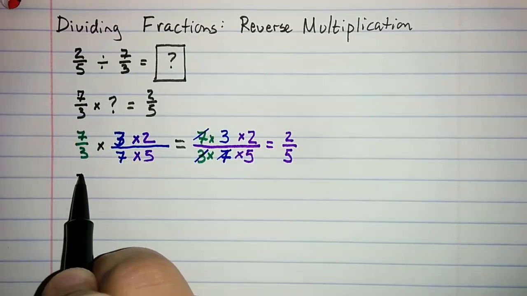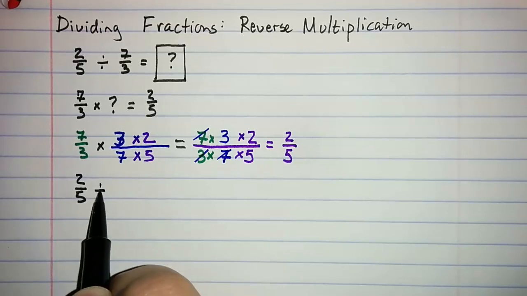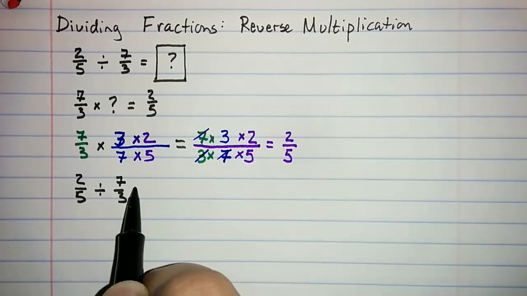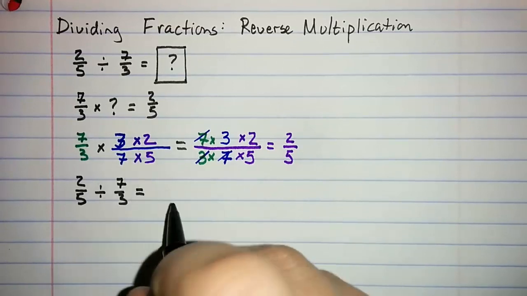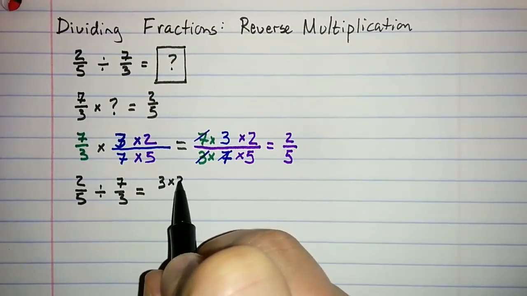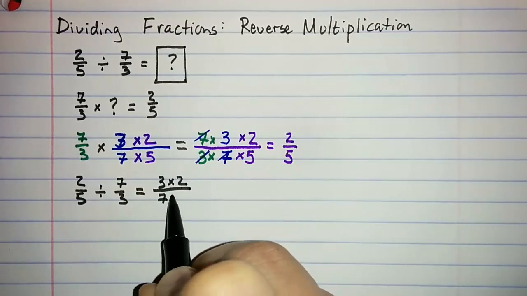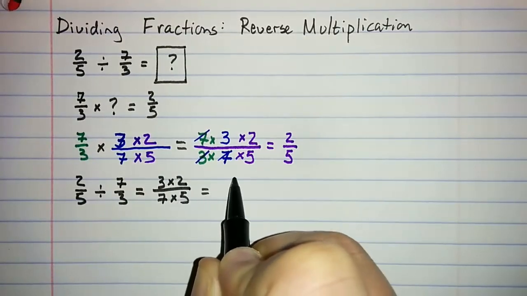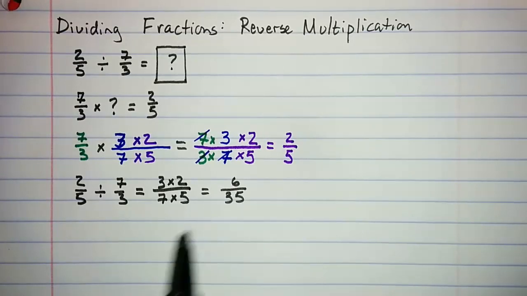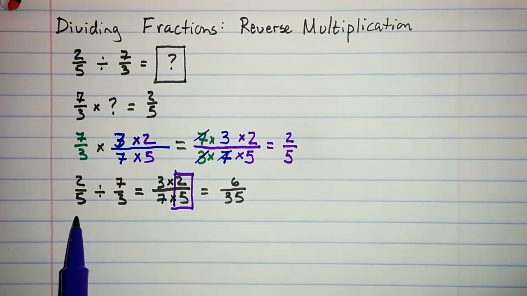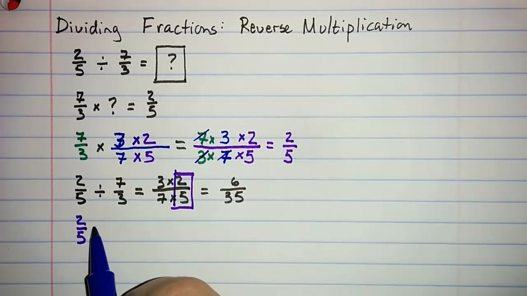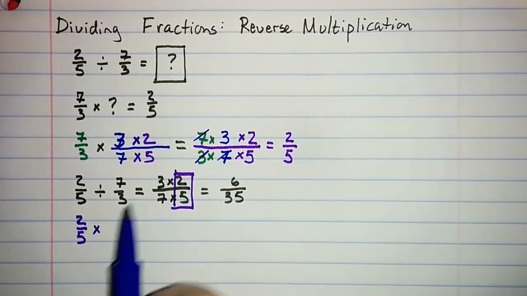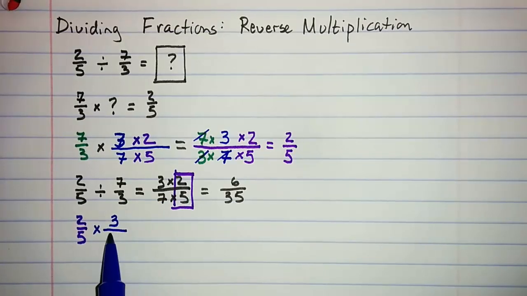It must be that 2/5 divided by 7/3 is 3 times 2 over 7 times 5. That's 6/35. But we got this. Hey, we took our 2/5 and we multiplied it by something. We multiplied the numerator by 3 and the denominator by 7.